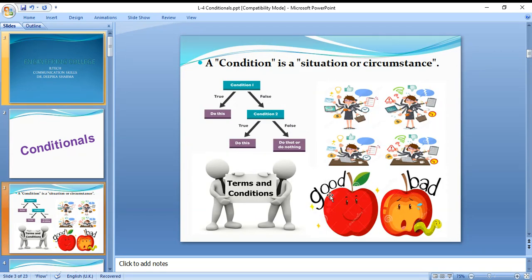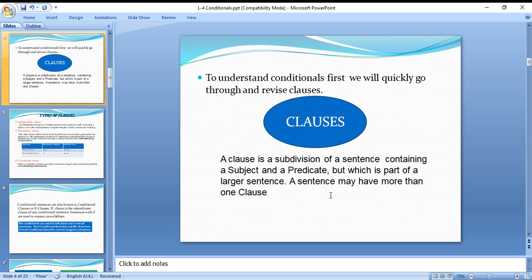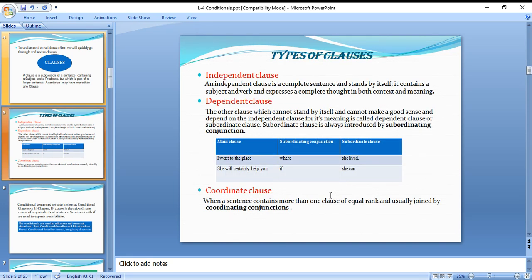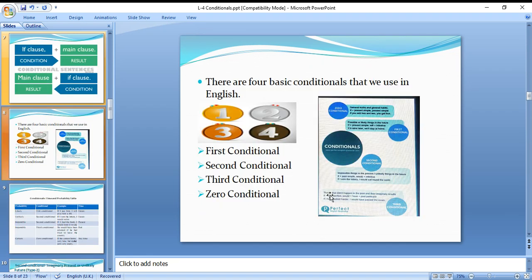Conditional, a condition is a situation or circumstance. If we want a particular result, we have to fulfill certain conditions. In the previous lecture, we have also discussed clauses: independent clause, dependent clause and coordinate clause. Conditional sentences are also known as conditional clauses or if clauses. There are four basic conditionals that we use in English: first, second, third, and zero.